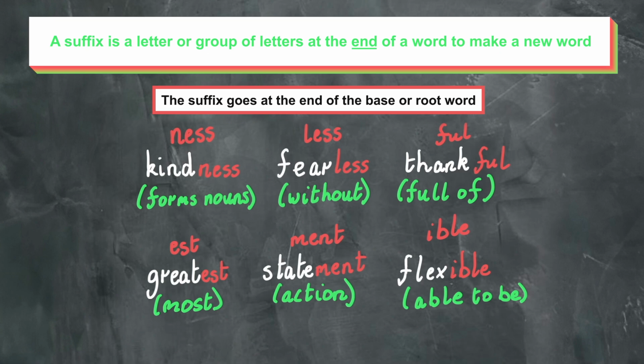When we add less to a word, it means without. Adding full means full of. Adding est means most, meant meaning action, and ible meaning able to be.